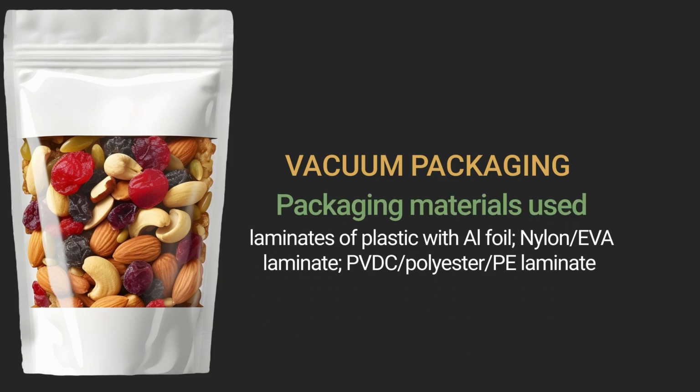And the packaging material we need for vacuum packaging must have very good barrier properties, especially against the transmission of gas. So we can use different types of laminates or co-extruded film. Laminates can be made of plastic with aluminum foil, nylon or EVA laminates, PVDC, polyester, polyethylene laminate, etc.